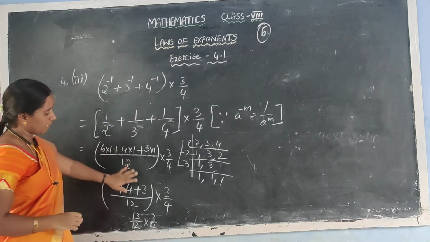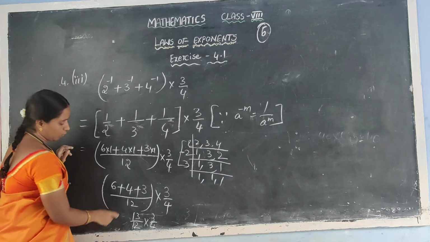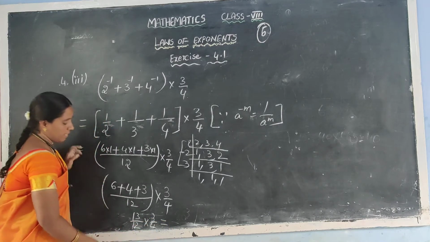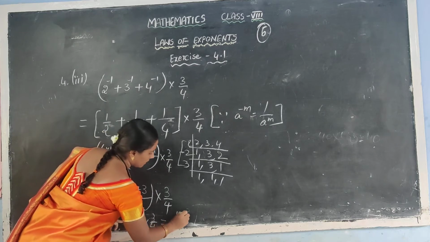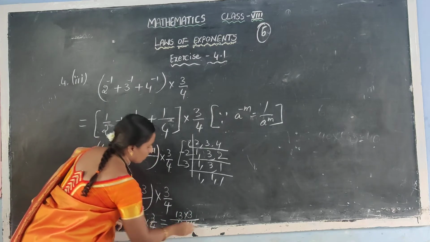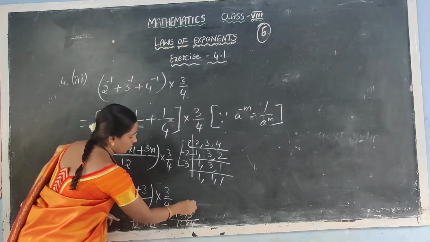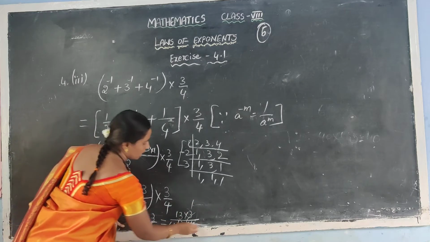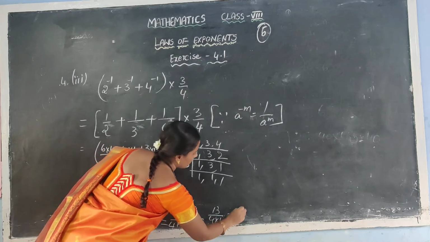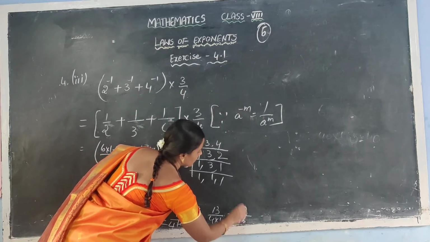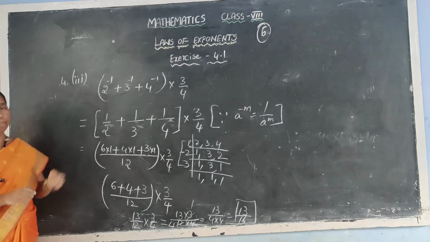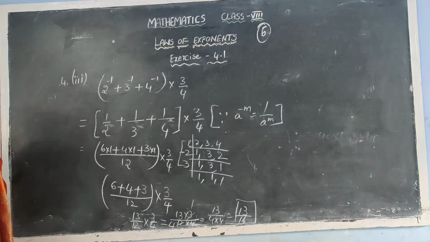Now, we have to multiply. So, 13 by 12 into 3 by 4. Okay, so what is the product? 13 into 3 by 12 into 4. In the 3 table, 12 how many times? 4 times. So 13 by 4 into 4 equals 13 by 16. Our answer is 13 by 16. This is the third sum in the fourth exercise.